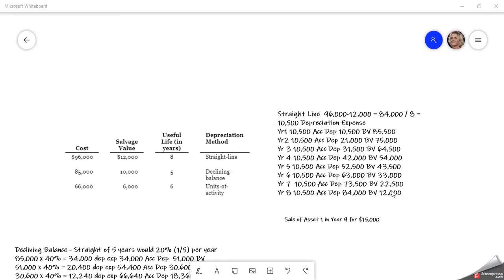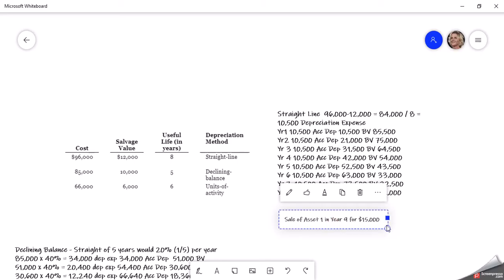And then when we take our book value, let me go back to the top, the book value is the $96,000 minus the accumulated depreciation. So if we come down to the very last line, $96,000 minus that accumulated depreciation leaves us with $12,000, which is our salvage value. So that's how you know you've done it correctly if you get to the end of your depreciation table and your book value is equal to your salvage value.